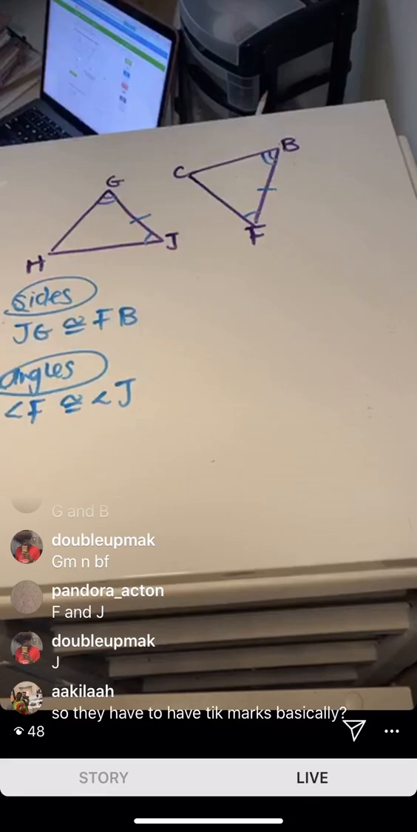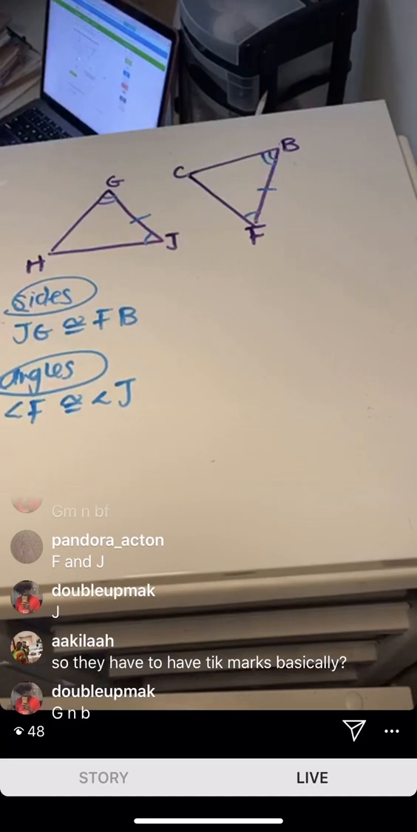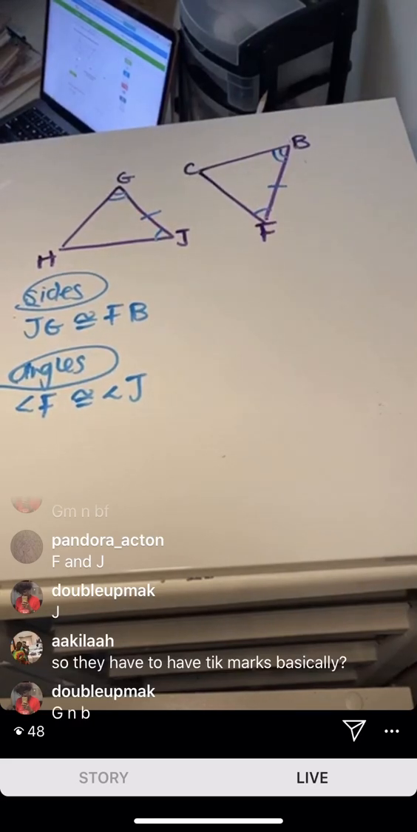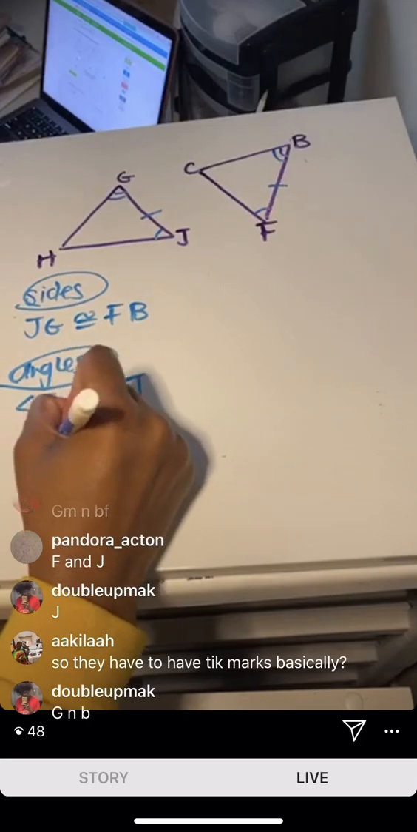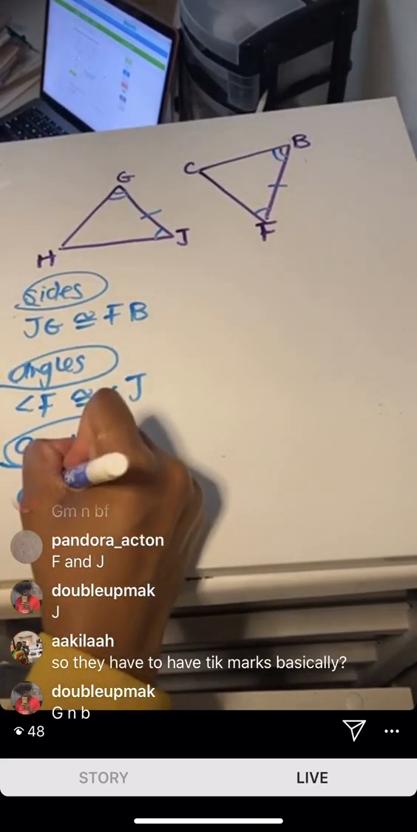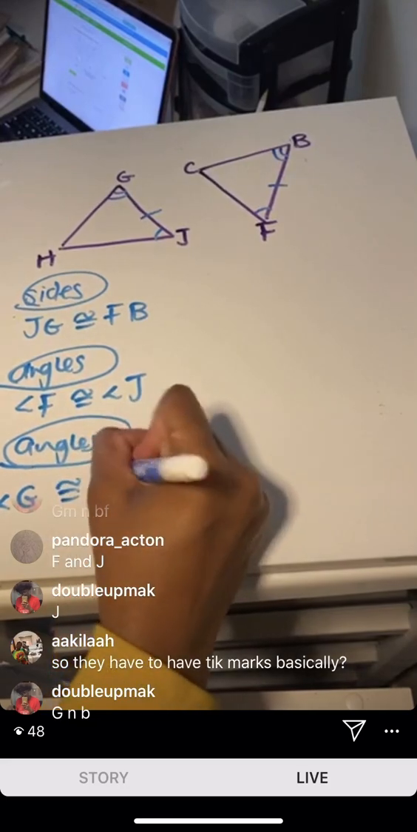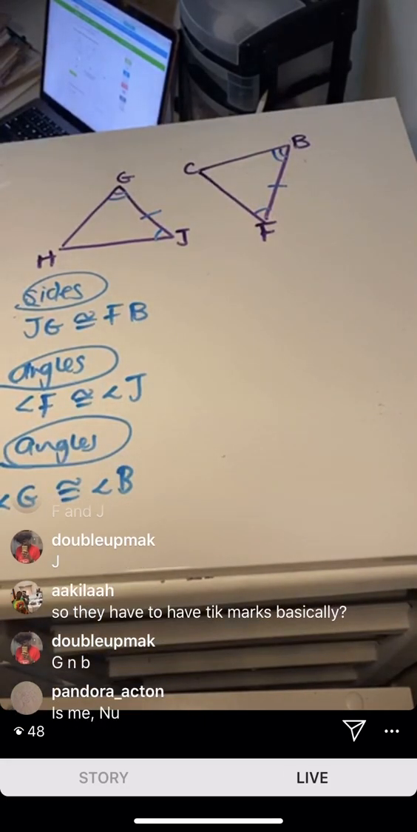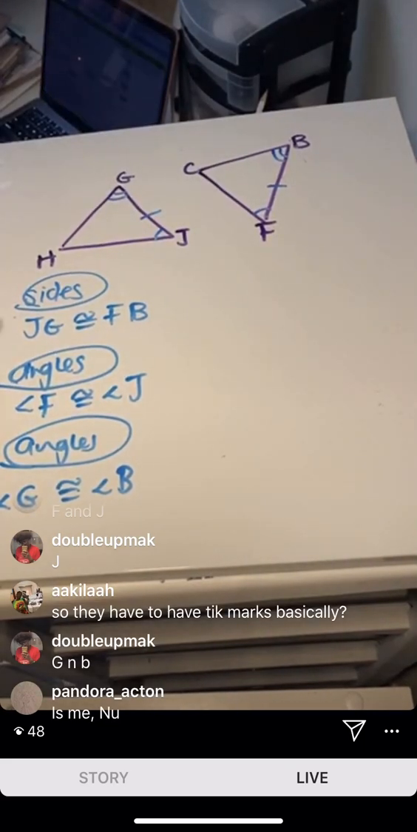Looking for one more pair of something. Welcome, Keon. Good to see you. I'm looking for one more pair. I don't know if y'all said it already. If you said it, I can't see it. Hold on, let me see. Oh, yeah, somebody said it. Whoever Pandora is. G and B. Angle G is congruent to angle B. Good. All right. So... Oh, it's new. Hey, new.